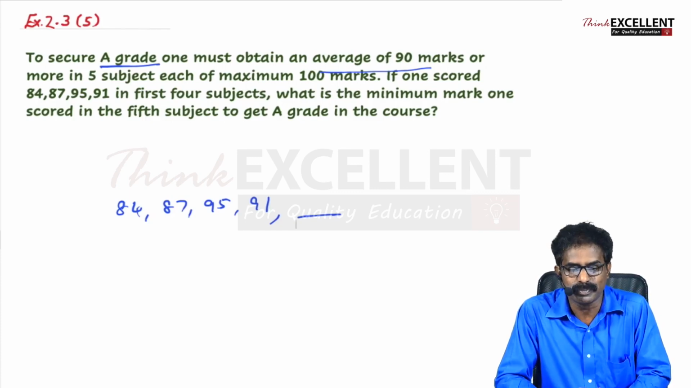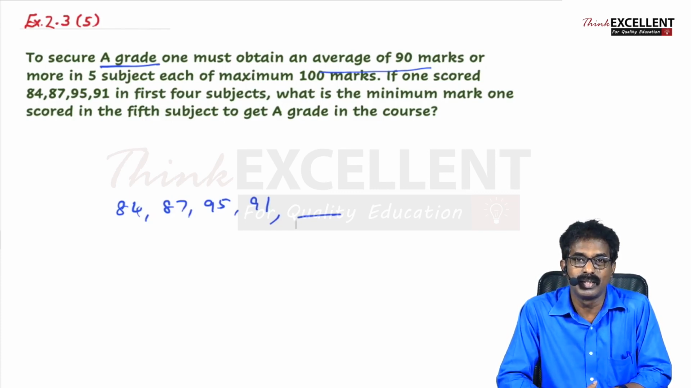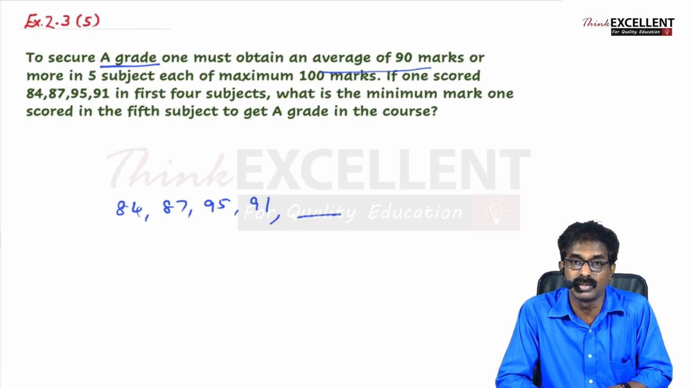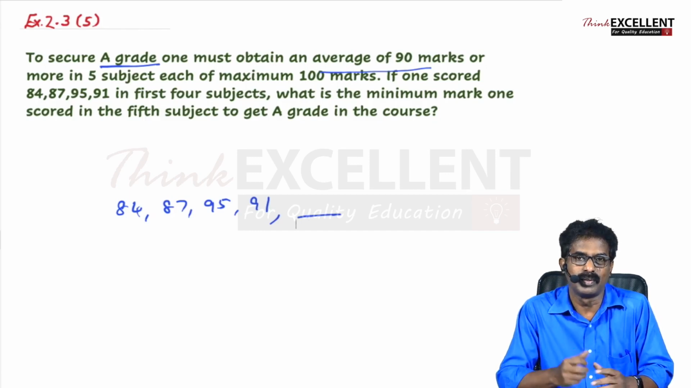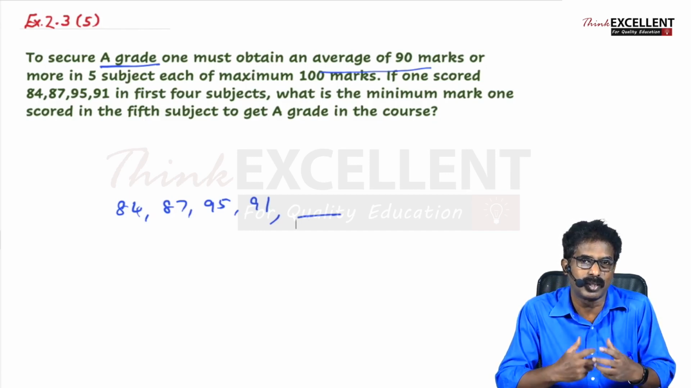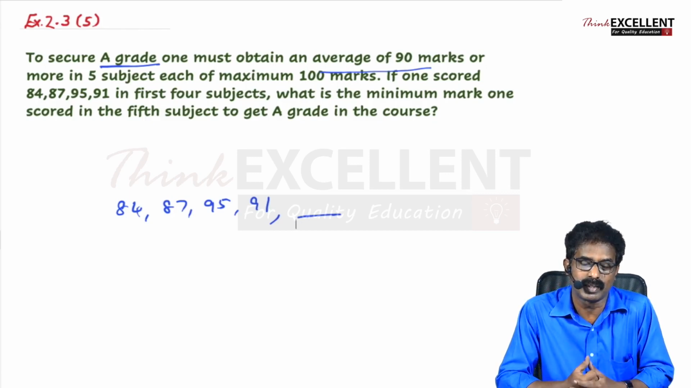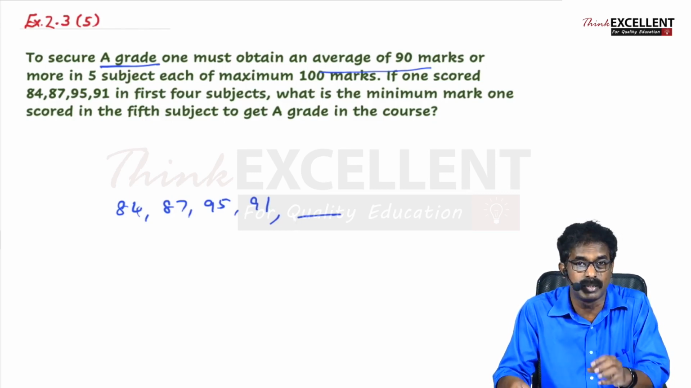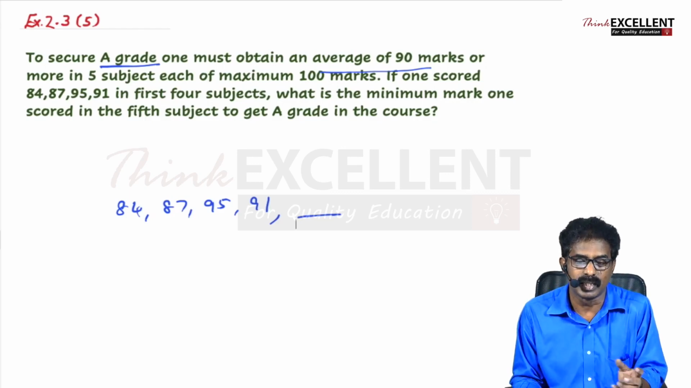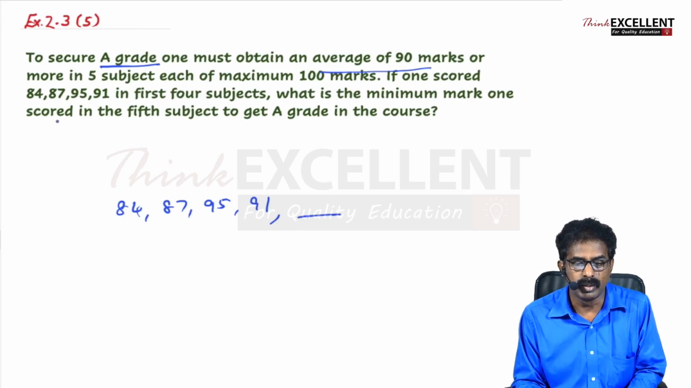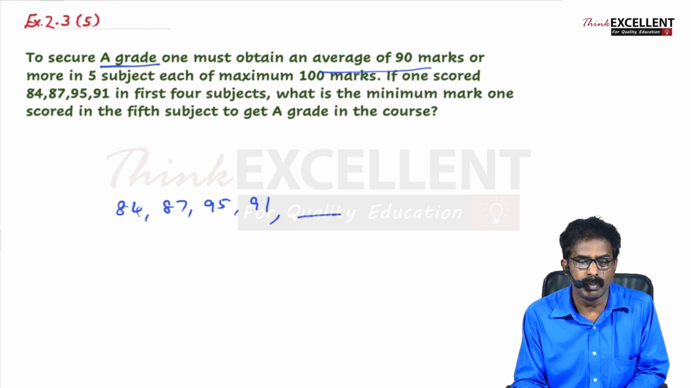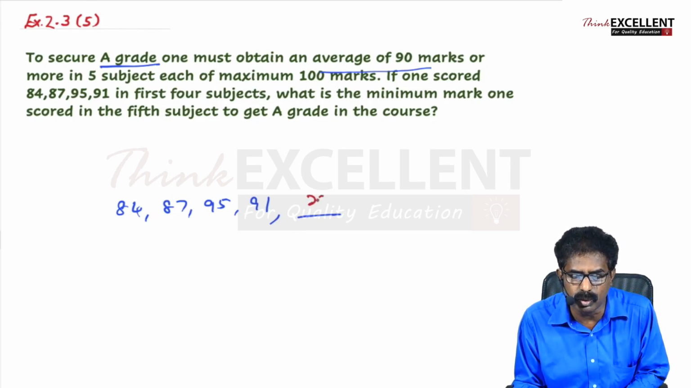Okay, same thing here. A student wants to score A grade. That student knows how much has to score. 90%, right? 4 marks got it. Now waiting for the 5th mark, but wants to get A grade. So how much mark does the student have to get? That's the minimum mark. What is the minimum mark one must score in the 5th subject to get A grade in the course? So the minimum mark the student has to score, we take it as what?